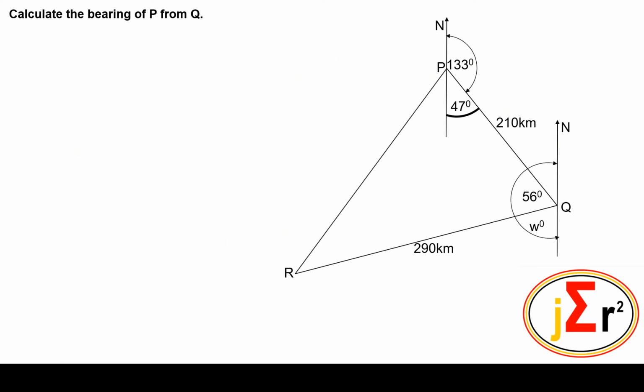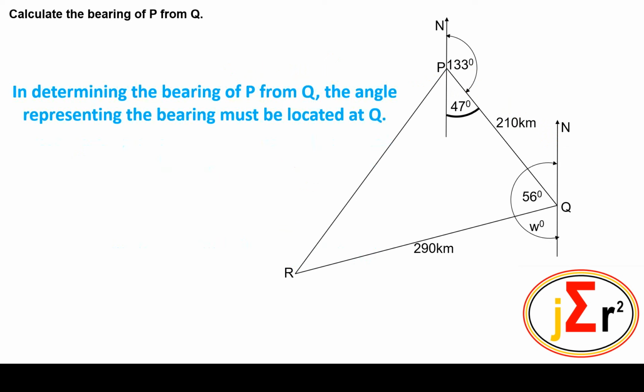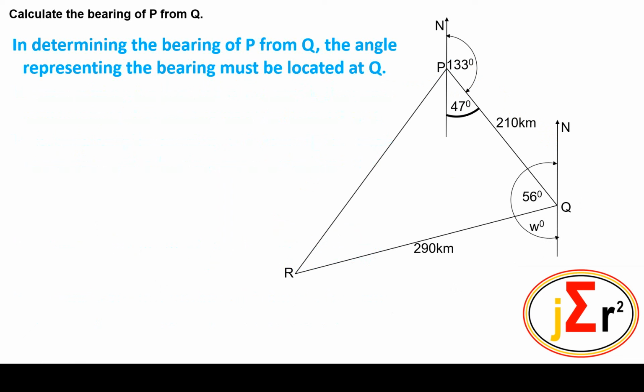Calculate the bearing of P from Q. In determining the bearing of P from Q, the angle representing the bearing must be located at Q. It is taken from Q. The angle must be located at Q.